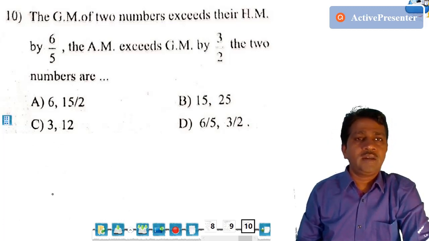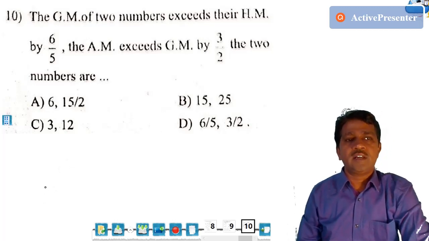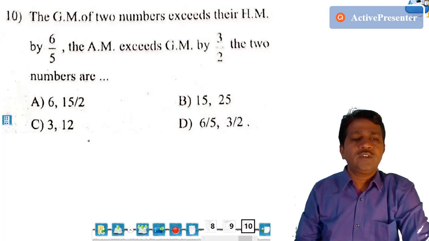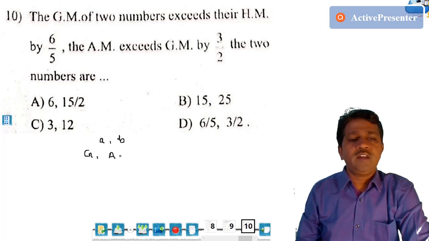It is given that the geometric mean of two numbers exceeds their harmonic mean by 6/5, and the arithmetic mean exceeds the geometric mean by 3/2, and we have to find the two numbers. So let us suppose the two numbers be a and b. Let their geometric mean be denoted by G, the arithmetic mean by A, and the harmonic mean by H. We have the formulas for that.